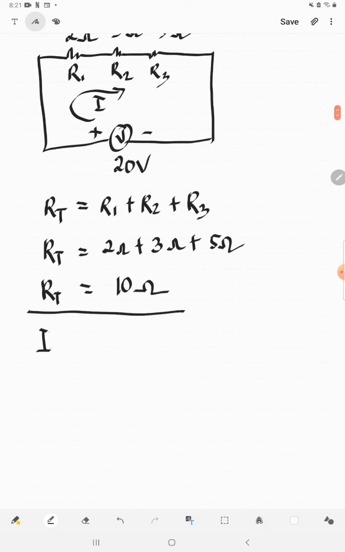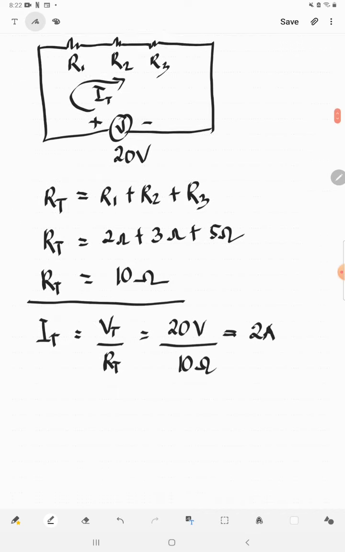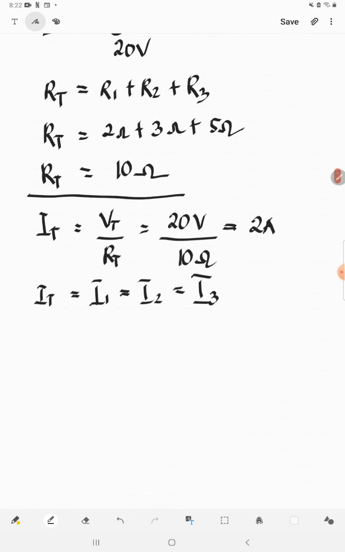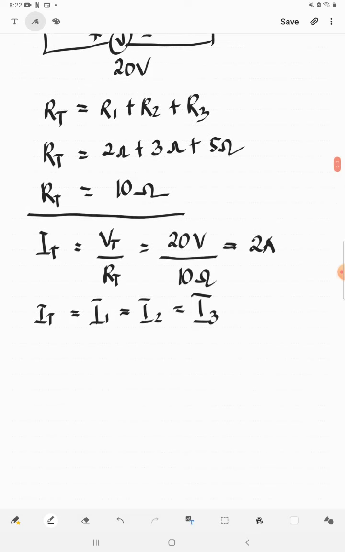So the I total, or your I, is simply equal to V total divided by R total. And V total is simply equal to 20 volts divided by R total, 10 ohms. So I total is 2 amperes. And you will see here that your I total is simply equal to your I1, equal to your I2, equal to your I3. There is only one current that flows in a series circuit.